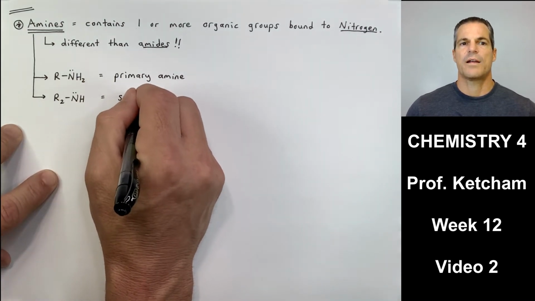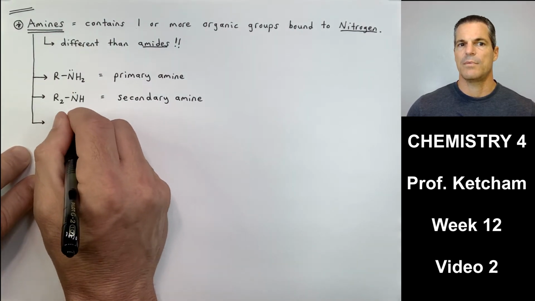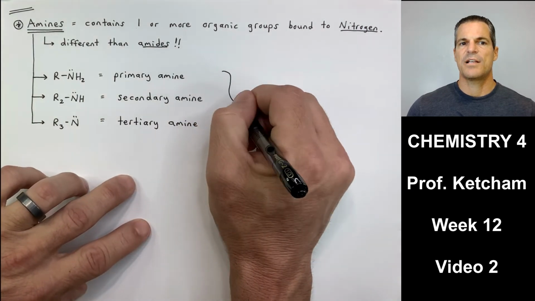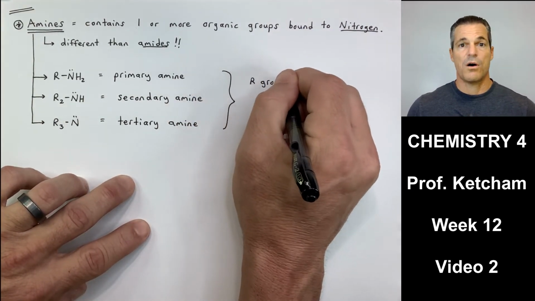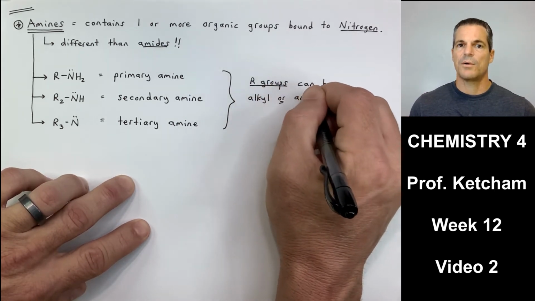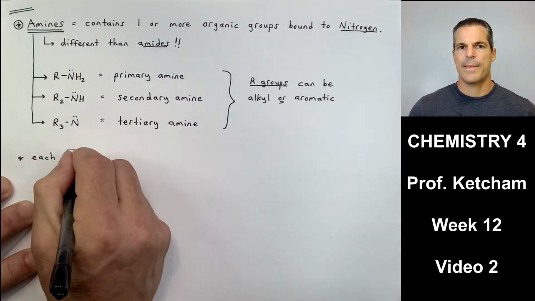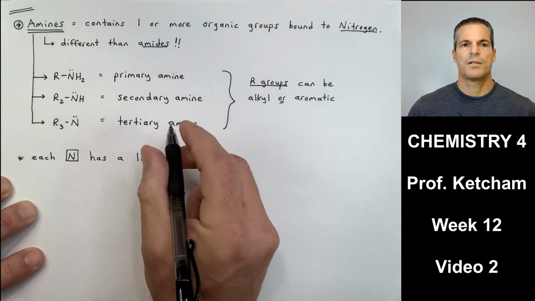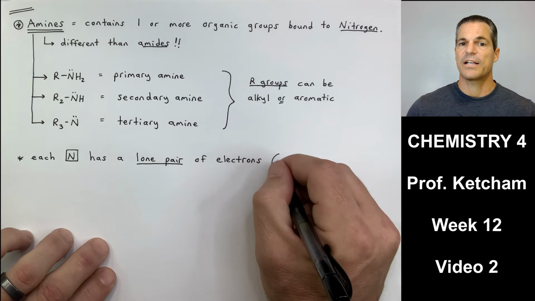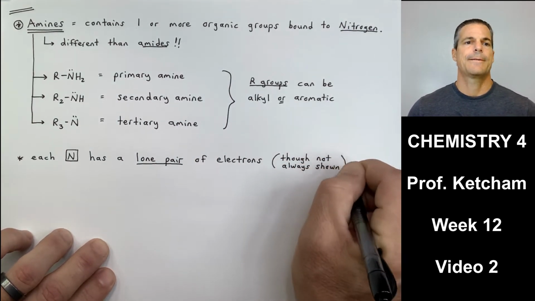Okay, R, NH2, primary amine. R2NH, secondary amine. R3N, tertiary amines. See how the nitrogen has a lone pair? Our nitrogens will always have a lone pair in organic chemistry. They're rarely drawn, but it's understood there's always a lone pair there. Okay? And the R groups can be alkyl or aromatic. They're quite often alkyl groups, so like a CH3 or a CH3CH2. Each nitrogen has a lone pair of electrons, though they're not always drawn. They have a tendency not to be drawn.